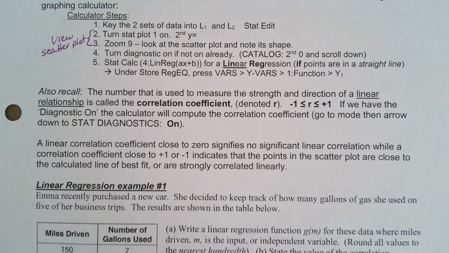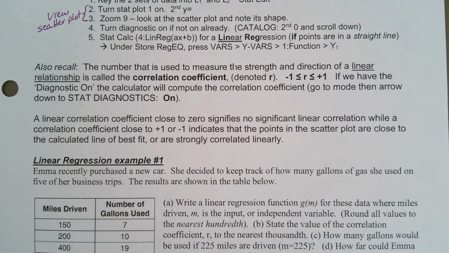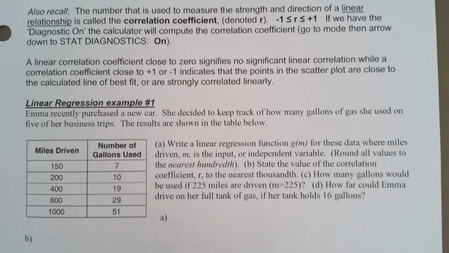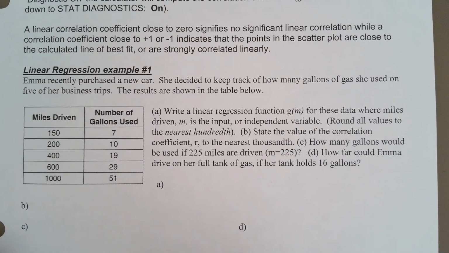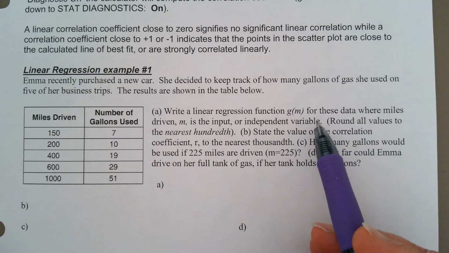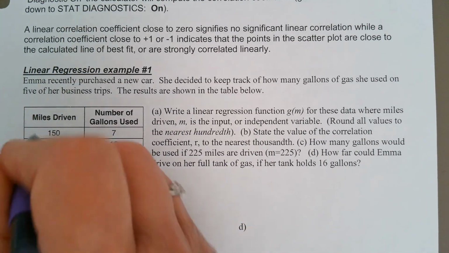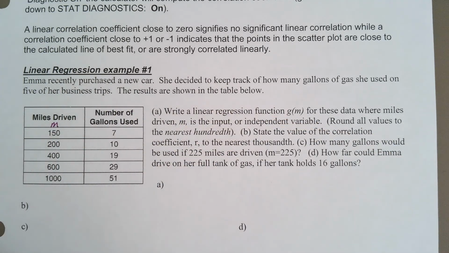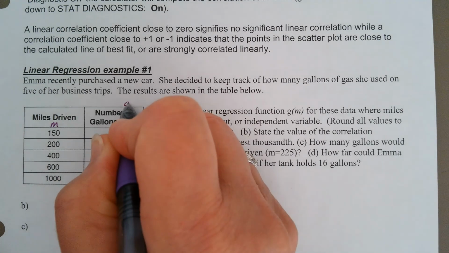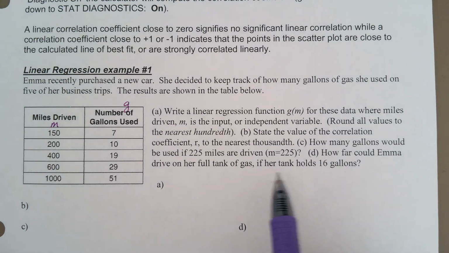So our first linear regression example. Emma recently purchased a car. She decided to keep track of how many gallons of gas she used on 5 of her business trips. Results are shown in the table. Write a linear regression function, g of m, for these data where miles driven, m, is the input. And that means that the number of gallons used is our output. This is g, gallons used.